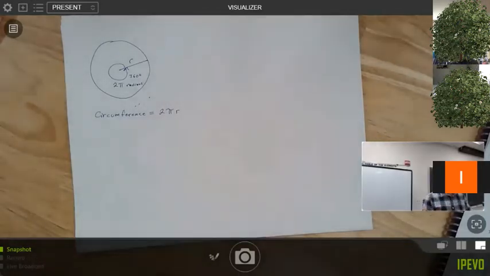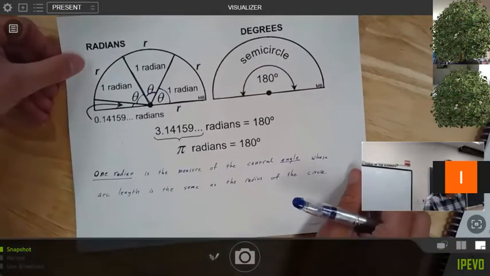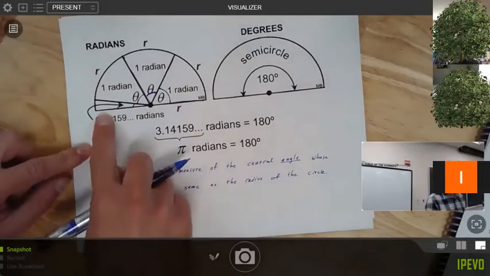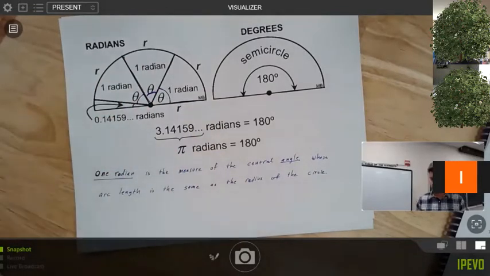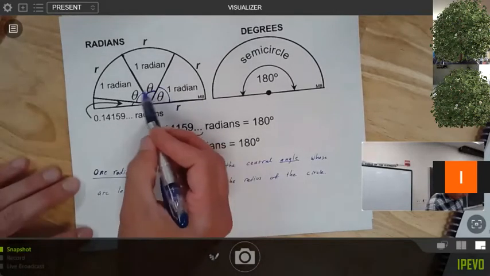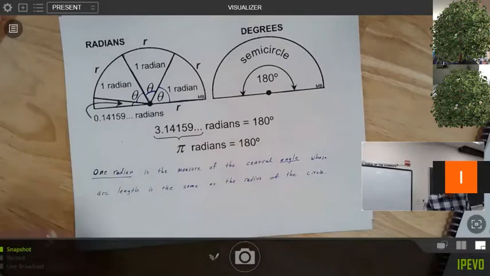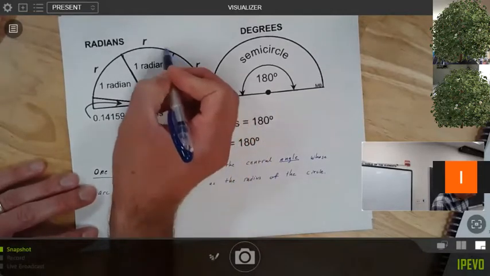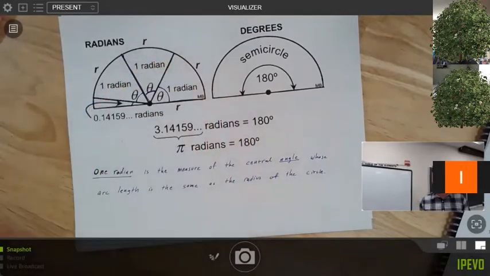Or, more easily seen, half a circle has pi radians. Radians, really, right? Pi is a plural, it's pi radians. So this angle here is pi radians because this arc length up here has a length of pi times the radius.